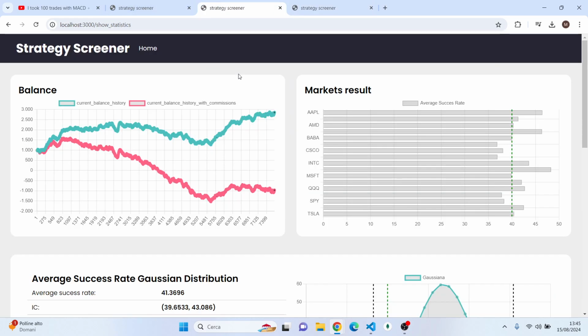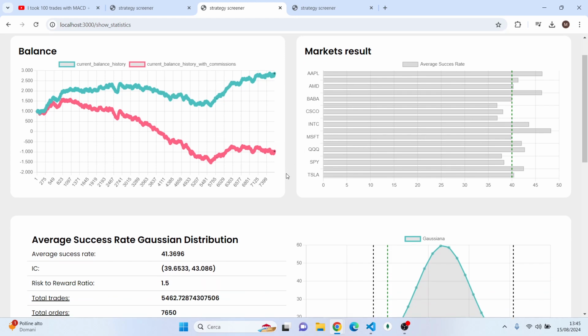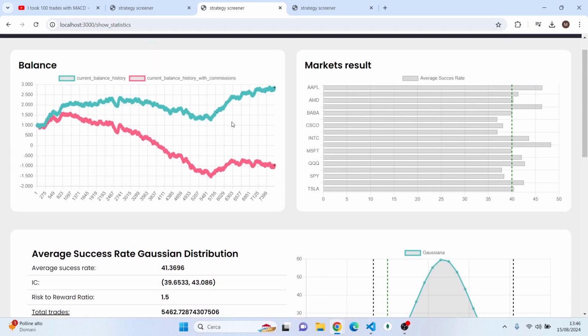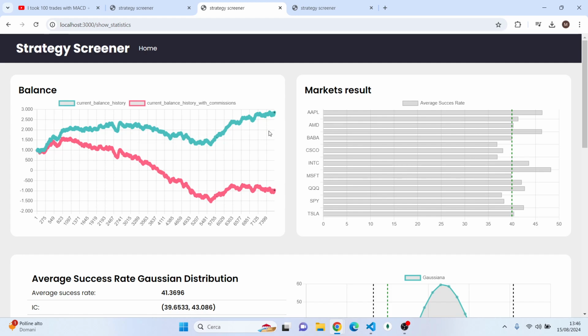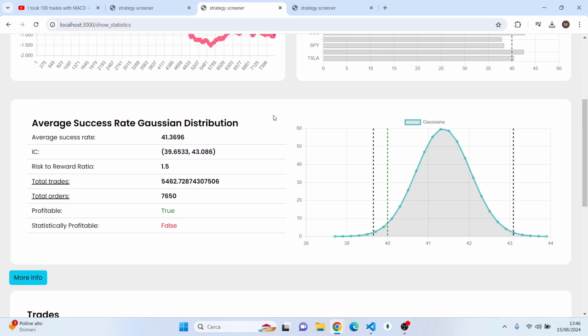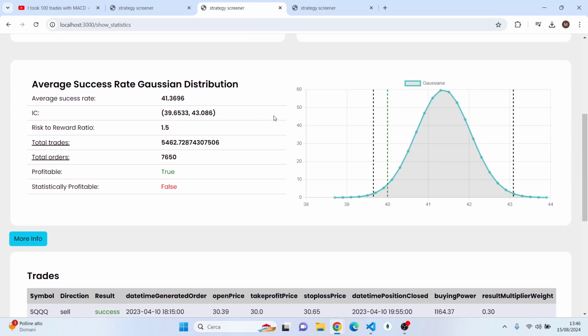Let's see how the strategy performed over 3 years of data. As you can see now, the strategy is profitable without commissions, but not with commissions. It is almost statistically profitable without commissions, but with commissions it's not profitable. The strategy is not as good as it claims. So it's an important thing to bear in mind.